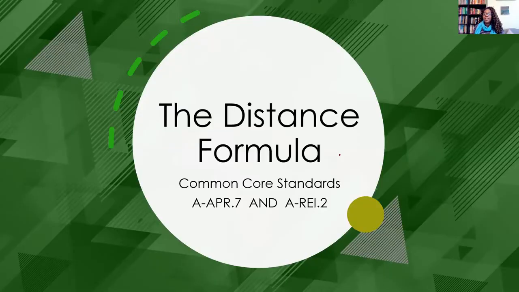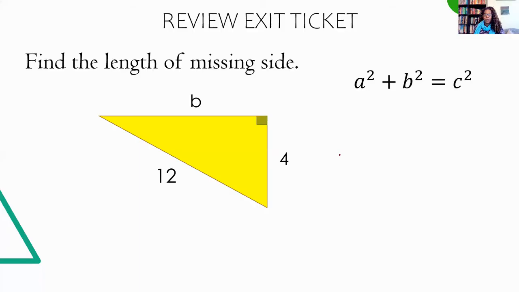Okay, everyone, so today we are going to work a little bit more with that Pythagorean theorem, but with a twist. We're going to do what's called the distance formula. So we're going to measure the distance of 2 points by using this simple formula, which has a little bit of similarity when it comes to the whole Pythagorean theorem. So we're going to look at Common Core standards A-APR 0.7 and A-REI 0.2.